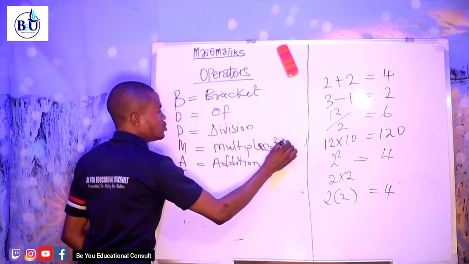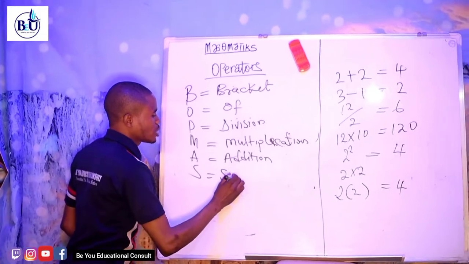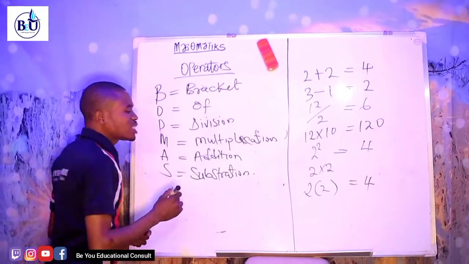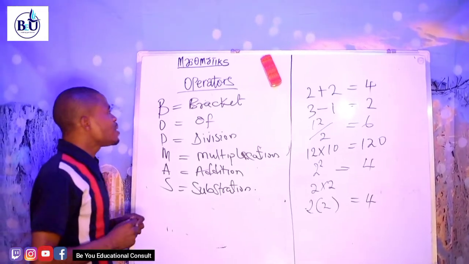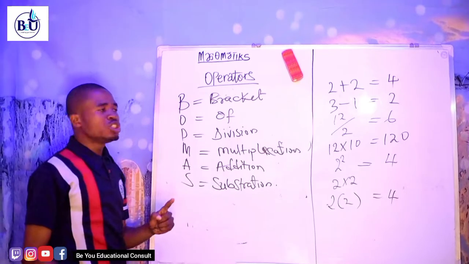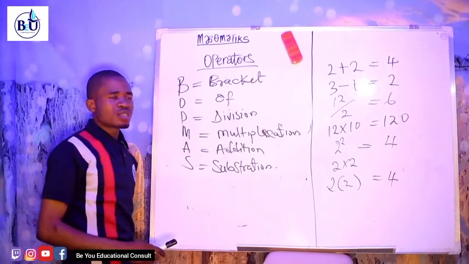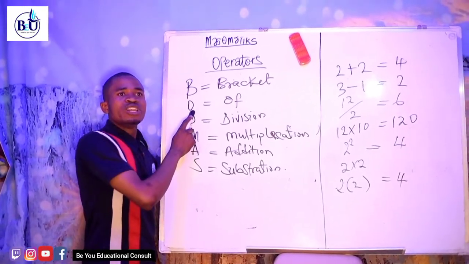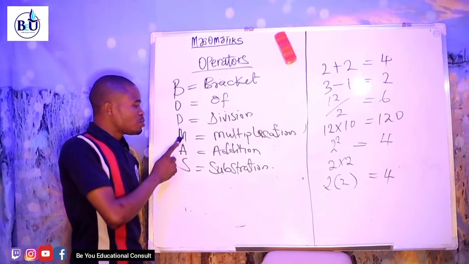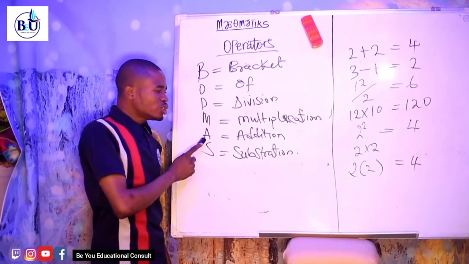Multiplication. Then this is subtraction. What this actually shows is that in every mathematical expression, the first thing you should deal with is the bracket, which means multiply. Then you deal with the "of", which also means times. You deal with division, then multiplication, addition, and subtraction.